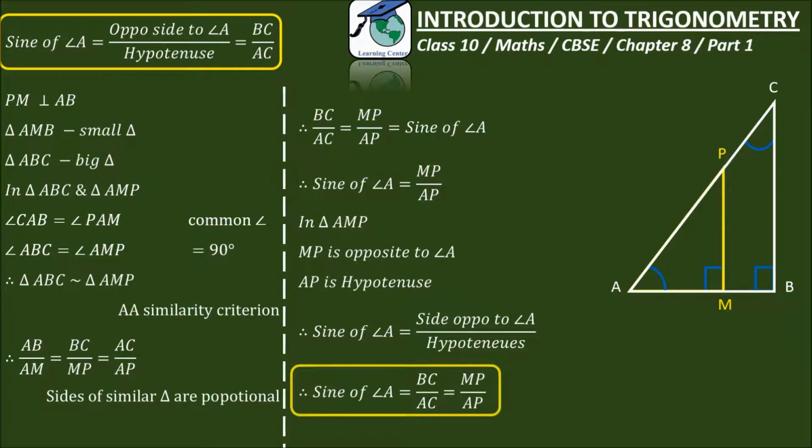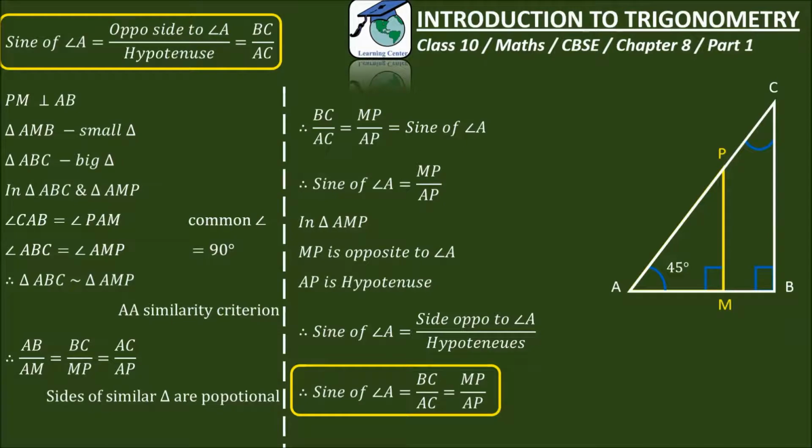This shows that sine of angle A of big triangle ABC is equal to sine of angle A of small triangle AMP. That means the value of sine of angle A does not vary with the length of sides of the triangle. Whether the triangle is big or the triangle is small, the value of sine of angle A will always remain the same. Just for an example, suppose this angle A is equal to 45 degrees.